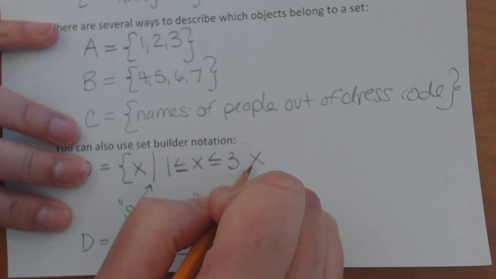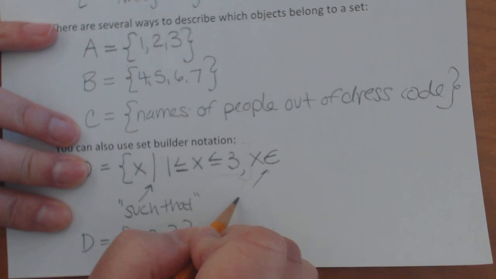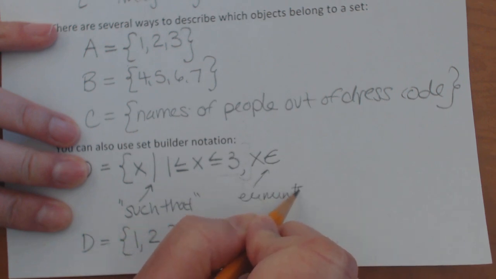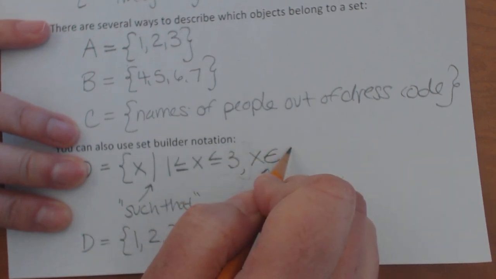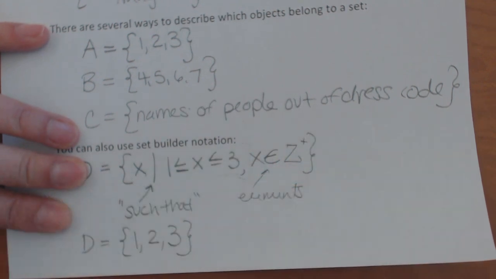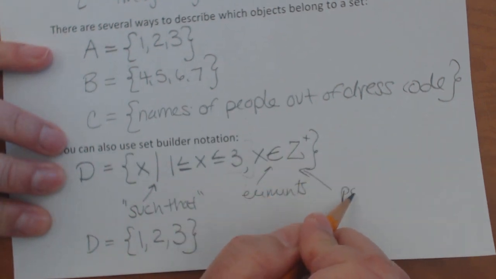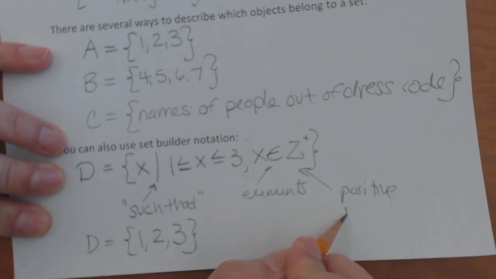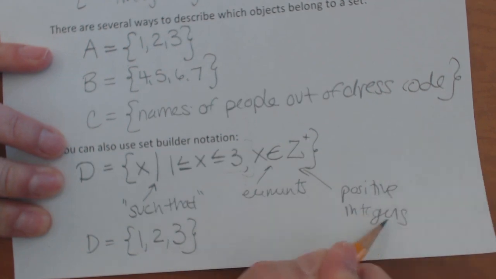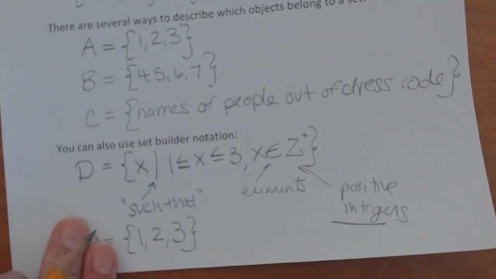So I'm going to put X are in the elements, and that's a fancy little E for elements. And let's do positive integers, so little fancy Z plus. And then I close my bracket. So now I know that I'm looking at positive integers. Let's look at one more set builder notation, and I'm just going to flip this paper over.